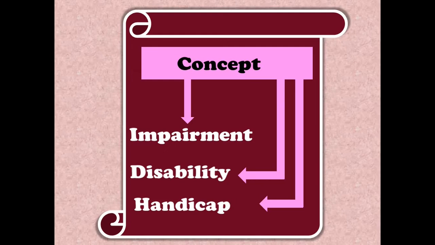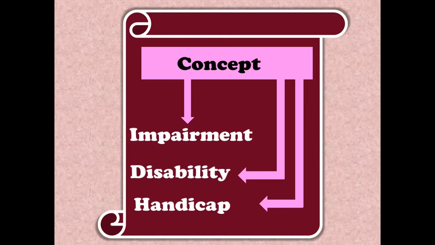Third one is handicap. It is defined as the disadvantage a person with disability experiences in various societal settings as a result of their disability. Example, people who cannot walk may be denied access to particular places. So, these are the definitions according to WHO. Let's see one by one.